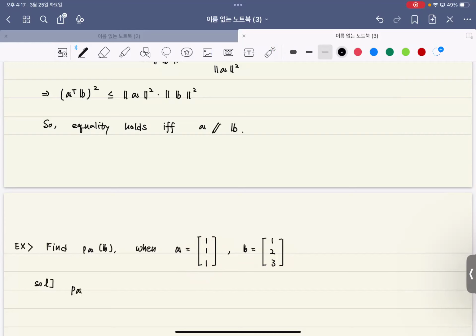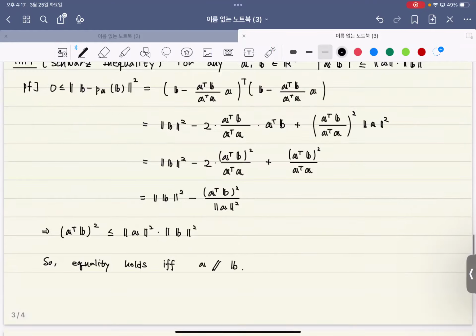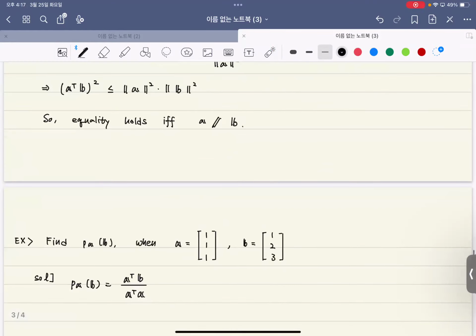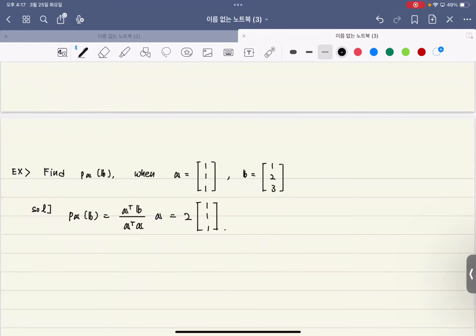Then the projection is A transpose B over A transpose A, times A. So A transpose B, which is 1, 2, 3 dotted with 1, 1, 1, is 1 plus 2 plus 3, which is 6. And A transpose A is 3. So this is 2 times 1, 1, 1. All right, easy. Not a big deal.